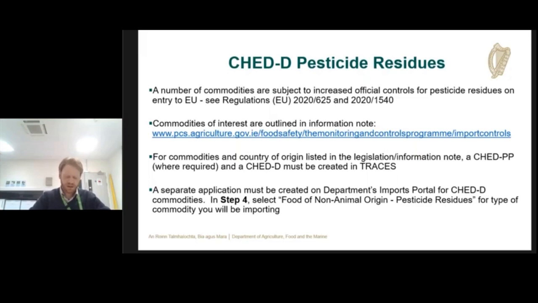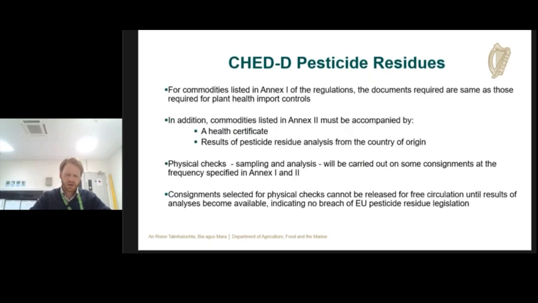So on the next slide then, we will go into detail for the commodities listed under Annex 1 of the regulation. The documents they require are the same documents that we require for plant health checks. And then in Annex 2 of the regulation, you will need a health certificate and results of pesticide residue analysis from the country of origin. So physical checks are liable to be carried out at the frequency specified in the regulation, and consignments will be detained pending lab results in a bonded storage area if they are being tested.